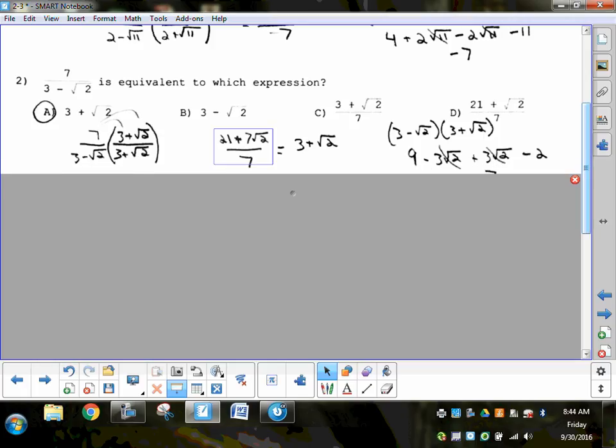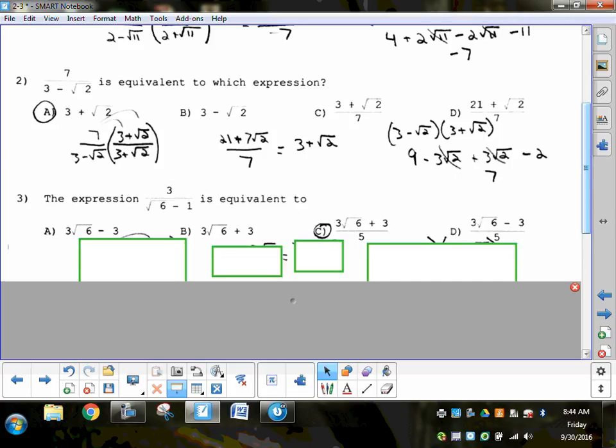If you're looking at that going, well, why isn't that an answer? Who can tell me why? 21 plus that, yeah? There you go. Everything that's there is divisible by 7. So you'd be left with 3 plus root 2. Questions on that one? You start getting really redundant.